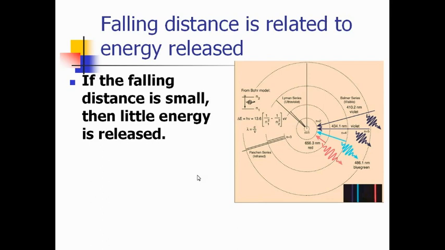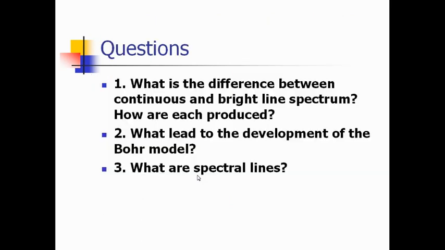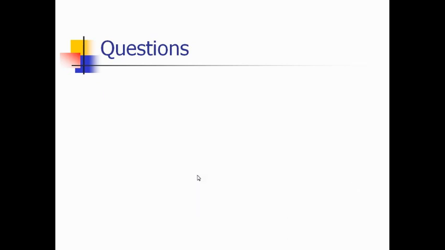Okay, again, like I said, if the falling distance is small, then little energy is released, which is obviously a different kind of light than if it's falling a large distance. Okay, we're not really talking about the questions here, I'll skip those, but that's basically your introduction to light and energy.